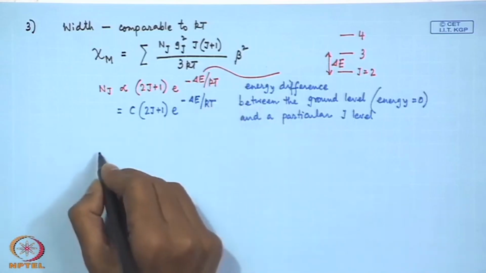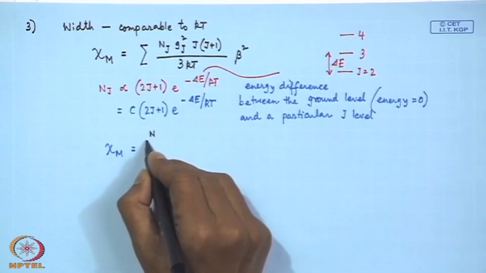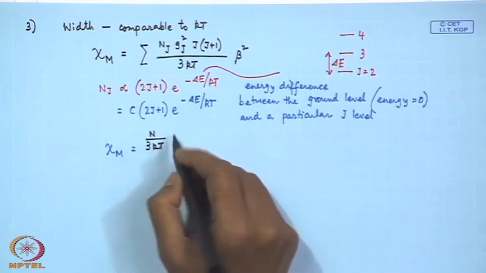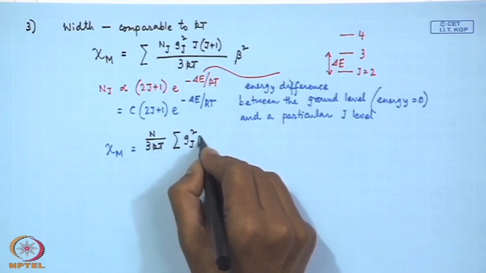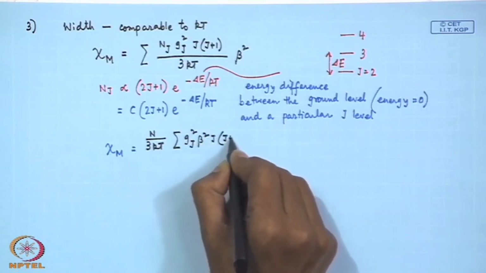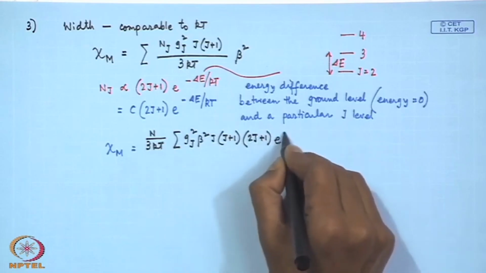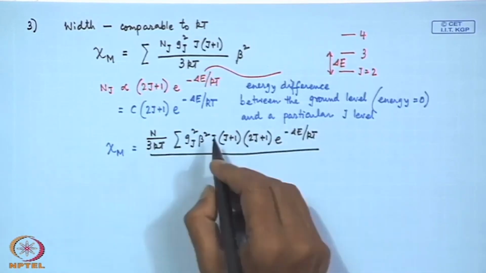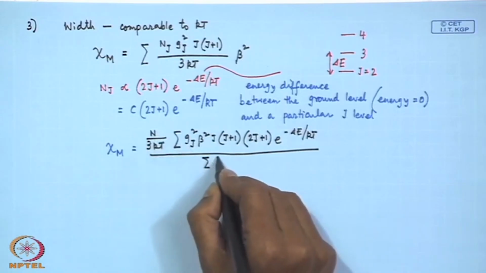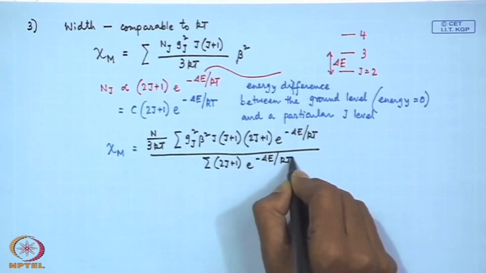kT. And as a result, this chi m equation will take the form involving the delta E term also, which is equal to N by 3 kT and sum over g_J square beta square J into J plus 1 into this term twice J plus 1 e to the power minus delta E by kT, divided by these levels, that means sum of twice J plus 1 e to the power minus delta E by kT.